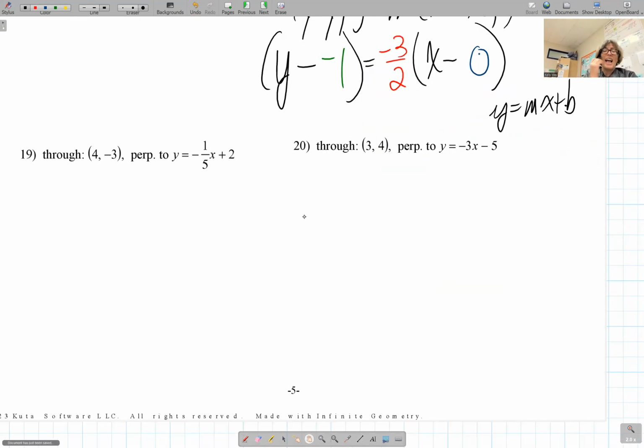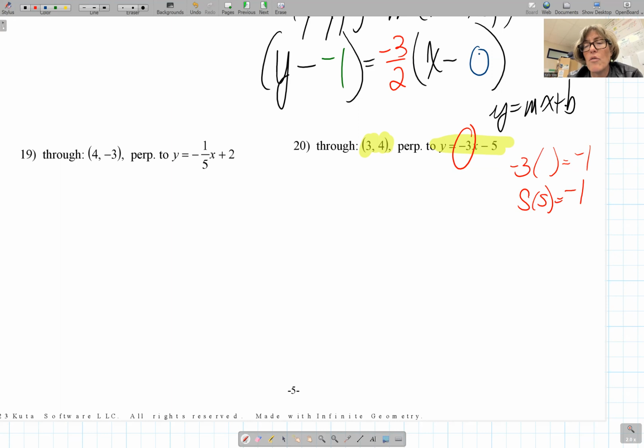Number 20. Our line must go through this point and be perpendicular to that line. So step 1 is my perpendicular slope. I ask myself -3 times what? It will end up with -1 because slope times slope equals -1 for perpendicular lines. It is the opposite reciprocal. So my perpendicular slope is +1/3.